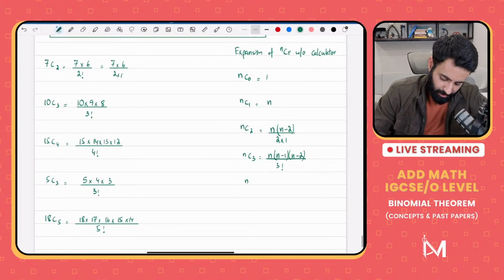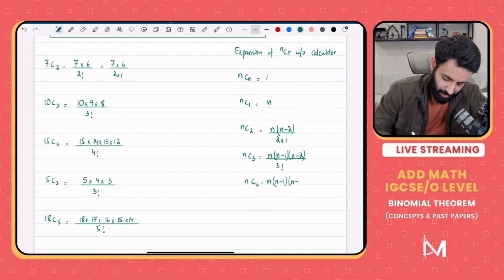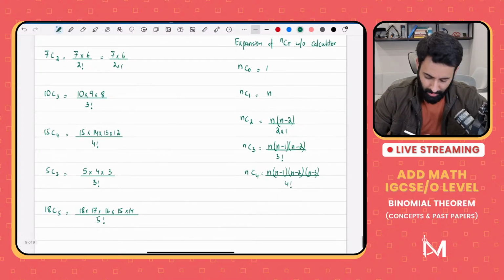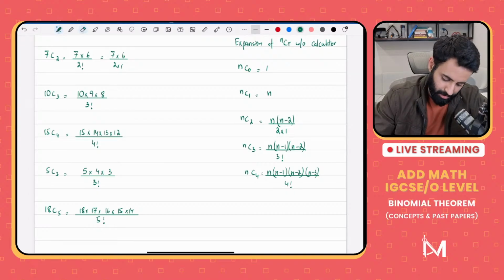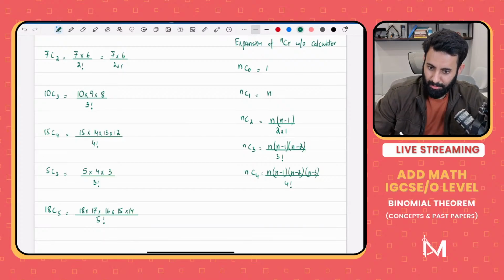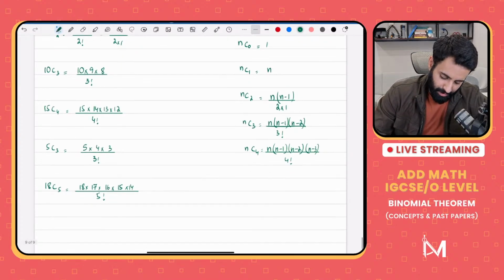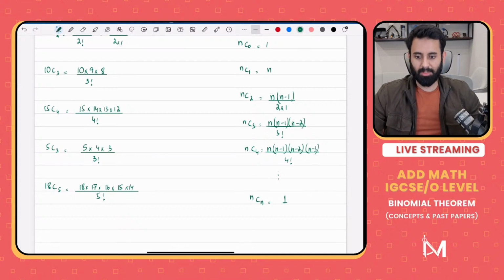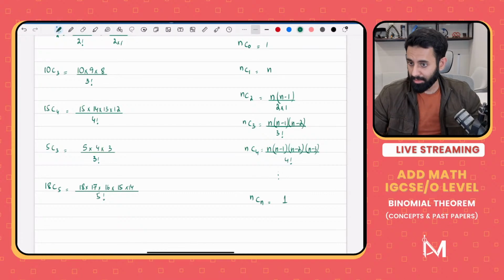Okay, and then if you have NC4, so in the numerator, you'll have 4 terms starting with n, and every preceding term will be 1 less than n. And then in the denominator, you will have 4 factorial, which is 4 into 3 into 2 into 1. So yeah, it's going to be n minus 1. Sorry, my bad. Thank you for pointing that out, pro gamer. And then finally, when you're done expanding, NCN is going to be equal to 1. Okay, when you're done expanding, NCN is going to be 1. Yeah, I've made that correction. Like I said, thank you for pointing that out.